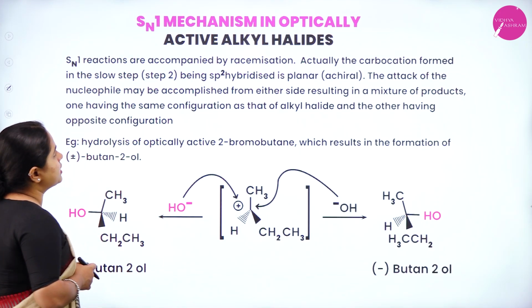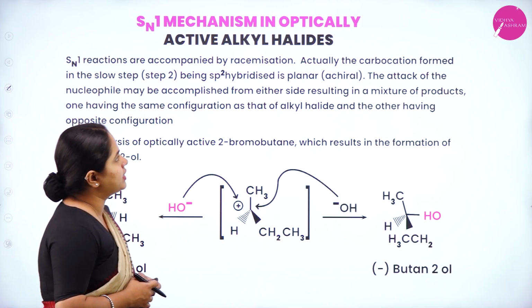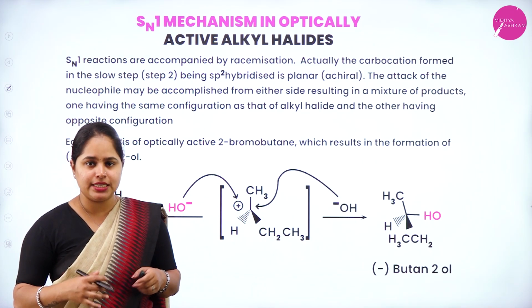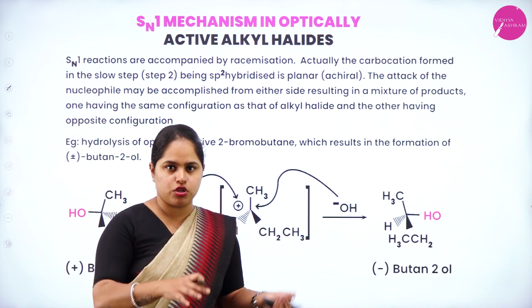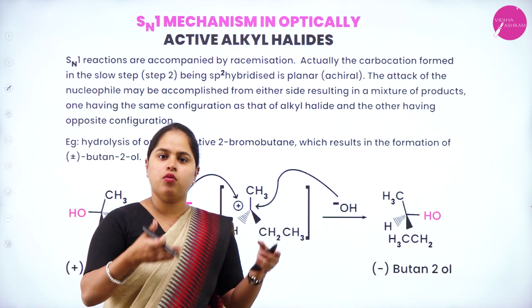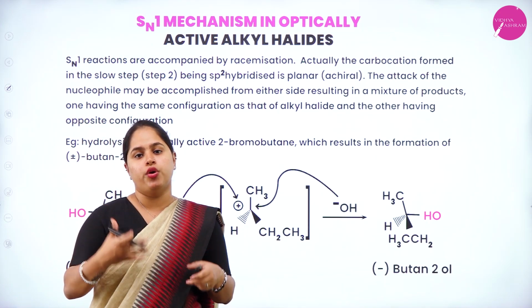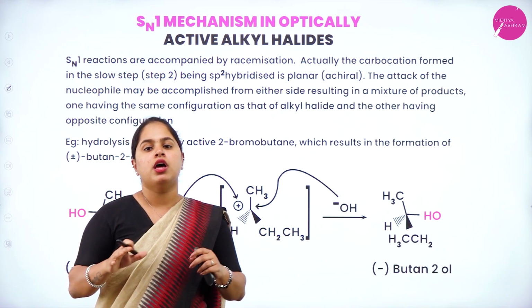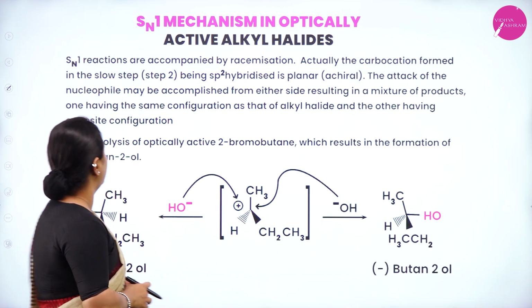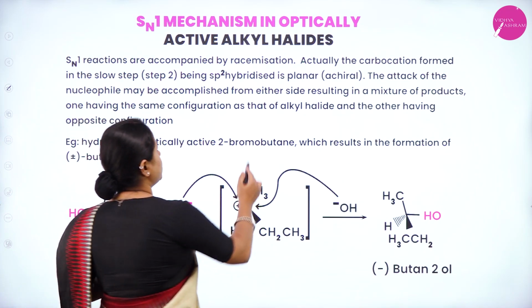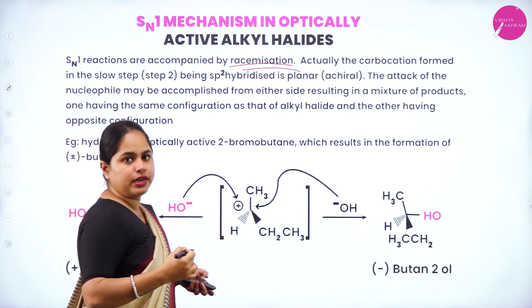Right. Now moving on to the SN1 mechanism in optically active alkyl halides. So we are going to take optically active alkyl halides and we are going to discuss in terms of SN1 and SN2. We have studied what is inversion, retention and racemization. Which process is going to take place in SN1 and SN2 and the mechanism of that we are going to discuss now. Okay. So SN1 reactions are accompanied by racemization. In SN1 racemization will take place.